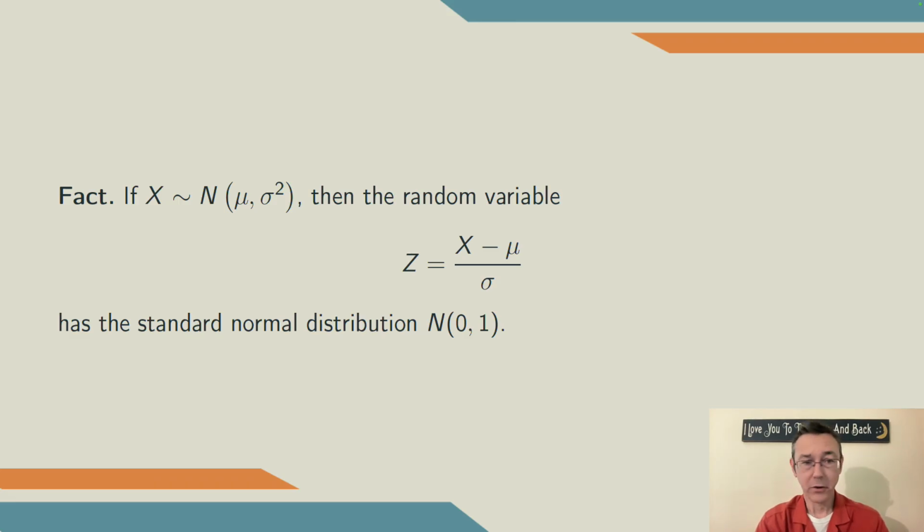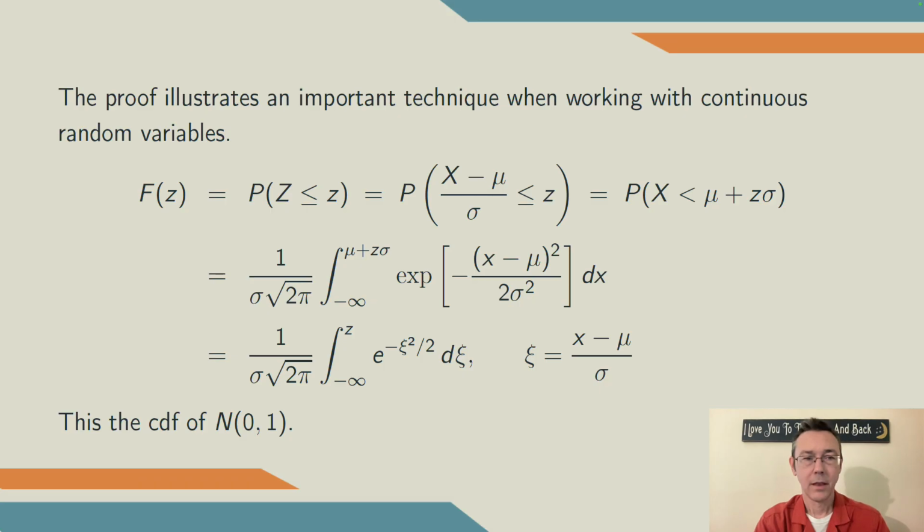If you have a random variable x with any normal distribution, say mean mu and standard deviation sigma, then (x minus mu) over sigma has a standard normal distribution. And we typically denote such a random variable with the letter z. The proof of that fact uses an important technique that comes up a lot when you're working with continuous random variables, so I want to wave my hands at it really quickly.